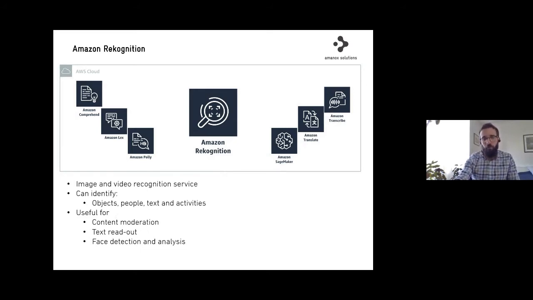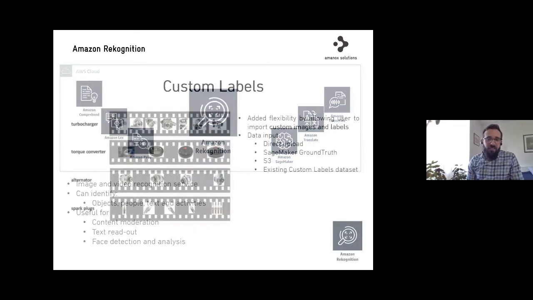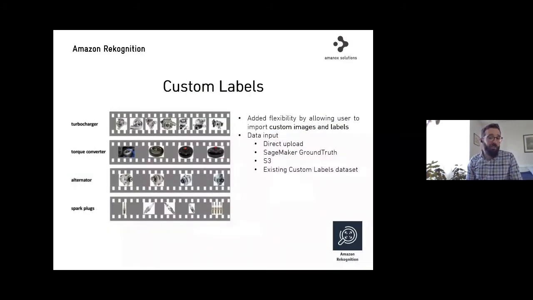I'm giving you an example. In this case, we want to recognize technical parts, most probably from engines. I'm not a very good expert in engines, but I'm pretty sure the turbocharger, the torque converter, the alternator, and the spark plugs are part of the engines. And these are not very common entities to recognize in images or in videos, but maybe it's one of your cases. You want to recognize them in your inventory, for example.